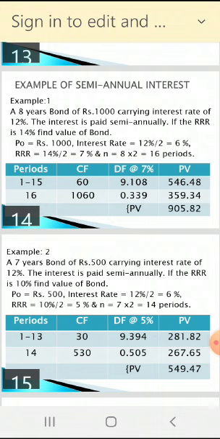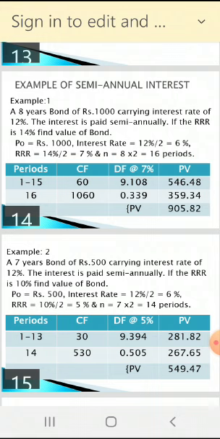In the 16th period, you will get 1000 back plus 60 rupees. 1000 means face value, whatever you invested, that 1000 rupees will be redeemed at the end of the life of the bond. So 1000 plus 60 is equal to 1060. Now refer to the 7% present value table, and for the 16th period you will get 0.339.